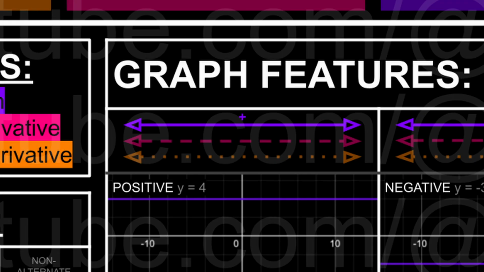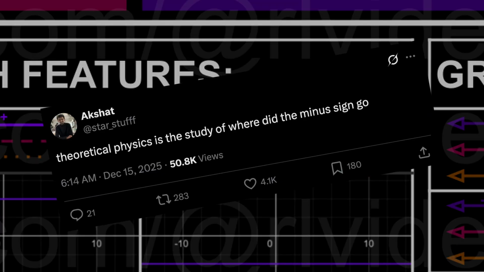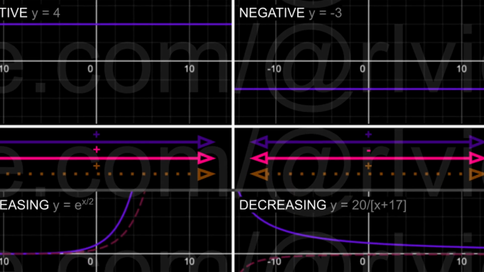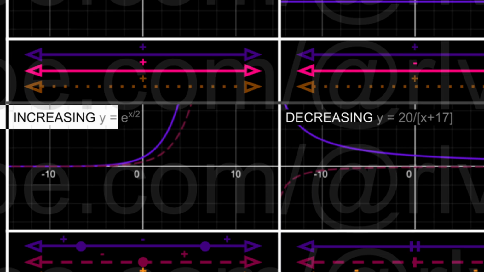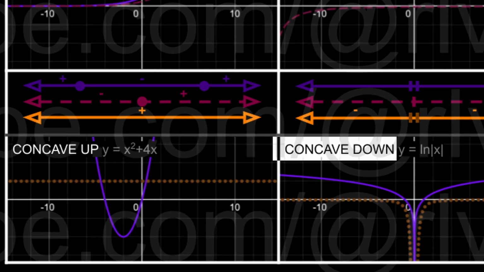The function sign tells you its sign, and also, nobody likes you. The first derivative sign tells you if the function is increasing or decreasing, while the second derivative tells you if the function is above or below the tangent line.